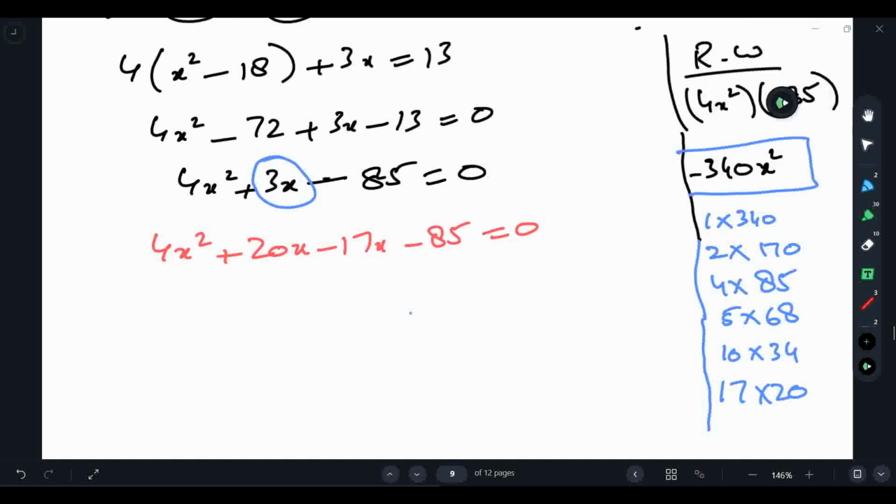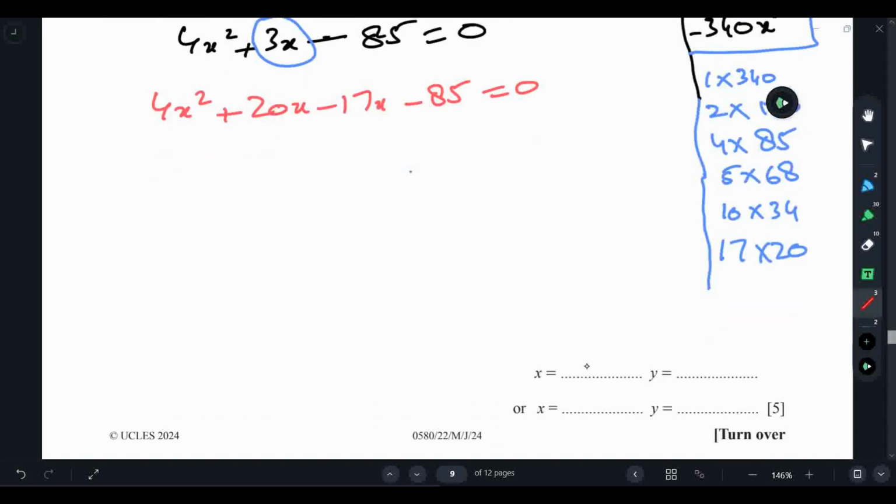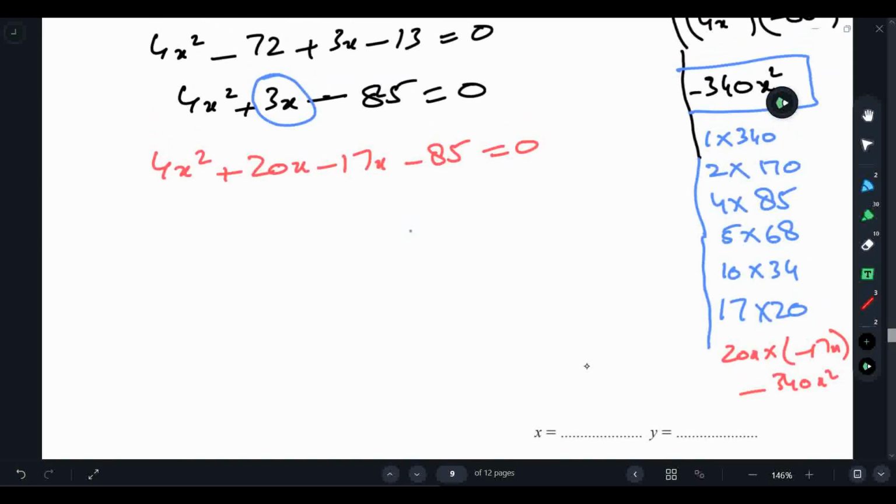Now we know that if we simplify this, the answer will be 3x. And if we multiply 20x with minus 17x, the answer will be minus 340x square. That is what we need over here. It is a very good question for practicing midterm breaking. Okay, now we need to take the common over here.